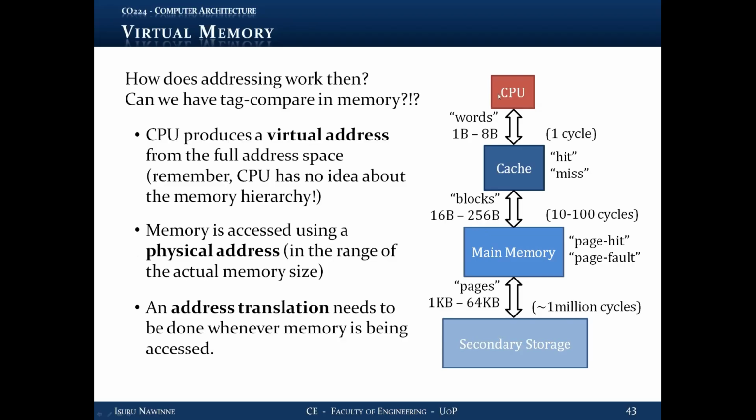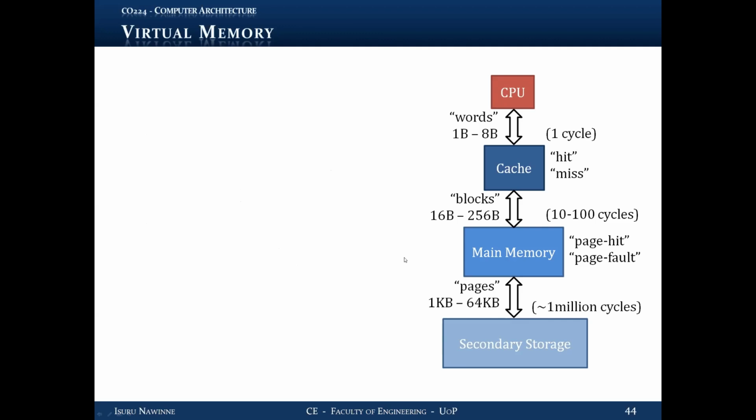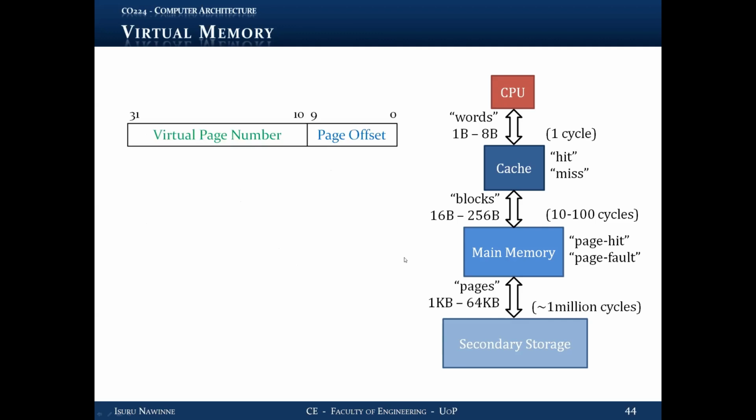So the CPU can access anything in its range. If it's a 64-bit CPU, it can access 16 exabytes of memory. Those addresses are called virtual addresses. We need to translate those virtual addresses into physical addresses in order to access memory directly, right? So that is what we are going to look at, how that is implemented. That is the main thing in virtual memory.